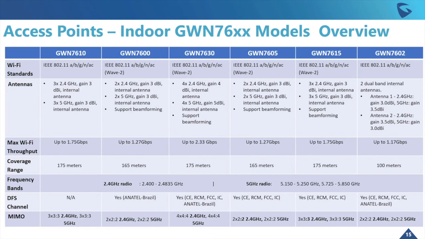For MIMO, we already talked about that. So there are two types. There's single user MIMO and there's multi-user MIMO. The two models that use single user MIMO are GWN 7610 and GWN 7602. All the other models use multi-user MIMO.